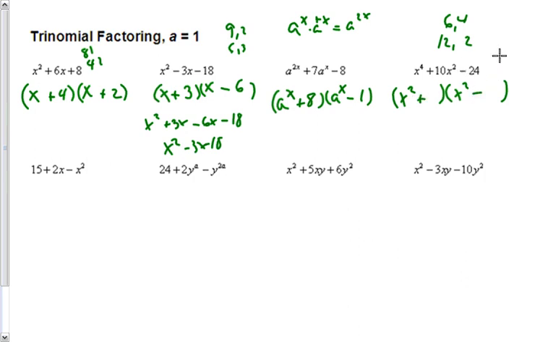Now, if I choose the bigger number to be positive, that'd be 6 and 4. 6 and 4, that's 6x minus 4x, which is 2x. Not going to work. If I do this one, it's going to be 12x squared, and then a 2x, and minus 2x squared, which is going to give me my 10x. Remember, you can FOIL and check. Just because the order of them is backwards doesn't mean anything to us.